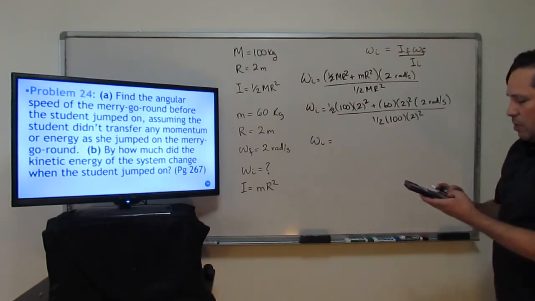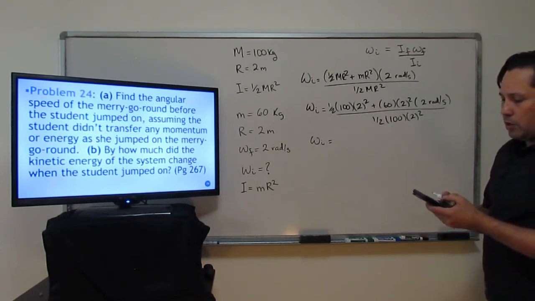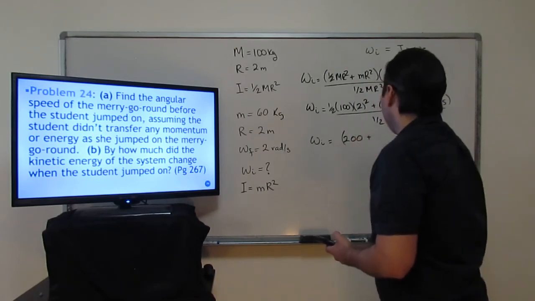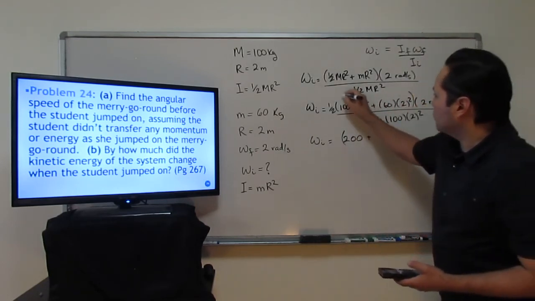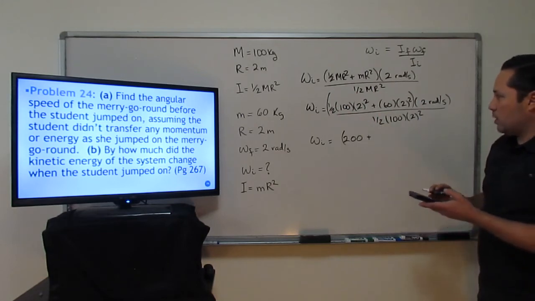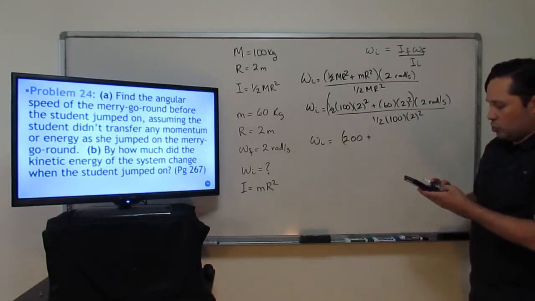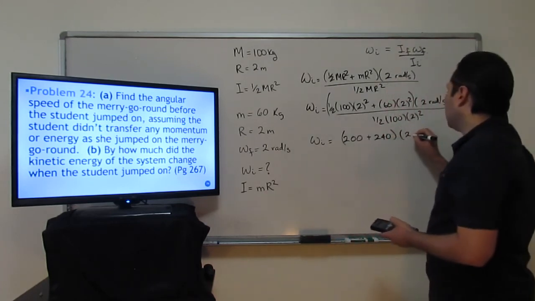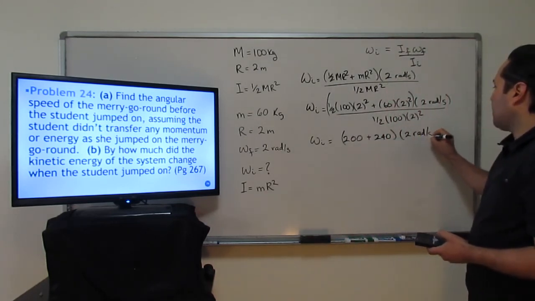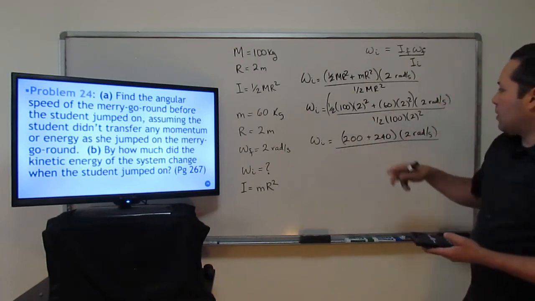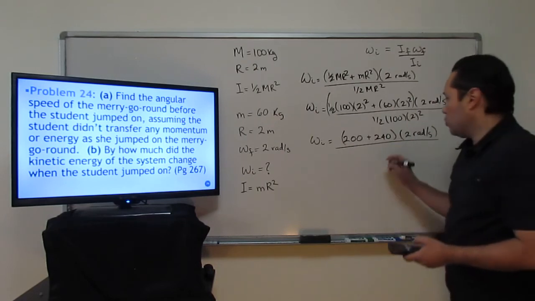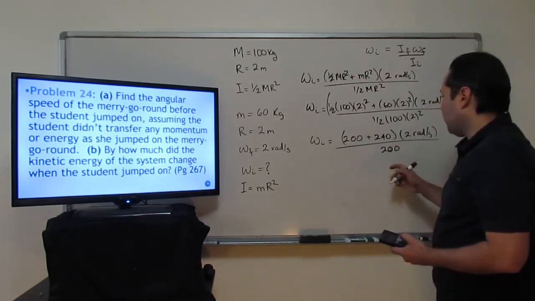So let's see, it's going to be 0.5 multiplied times 100 multiplied times 2 squared. It's going to give us 200. It's going to be 200 plus, we're going to add both of those together, plus 60 times 2 squared equals 240 multiplied times 2 rad squared. All divided by 0.5 times 100 times 2 squared, which is 200, and that's our setup for this problem.